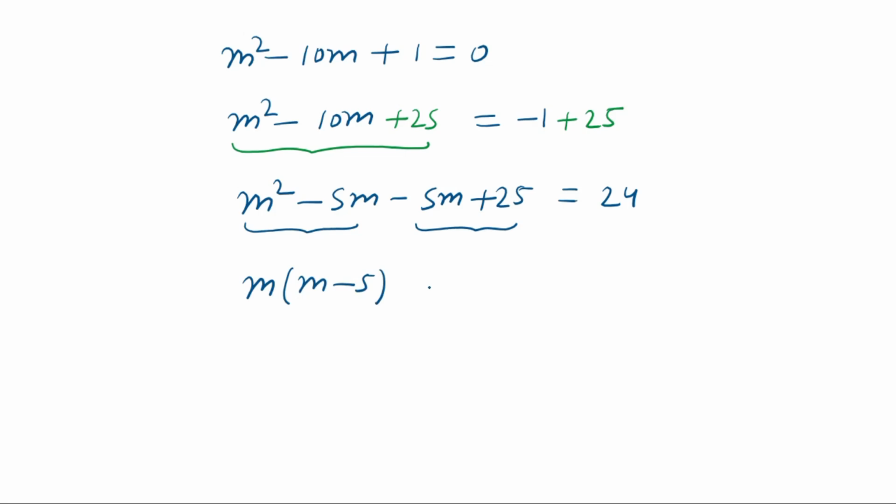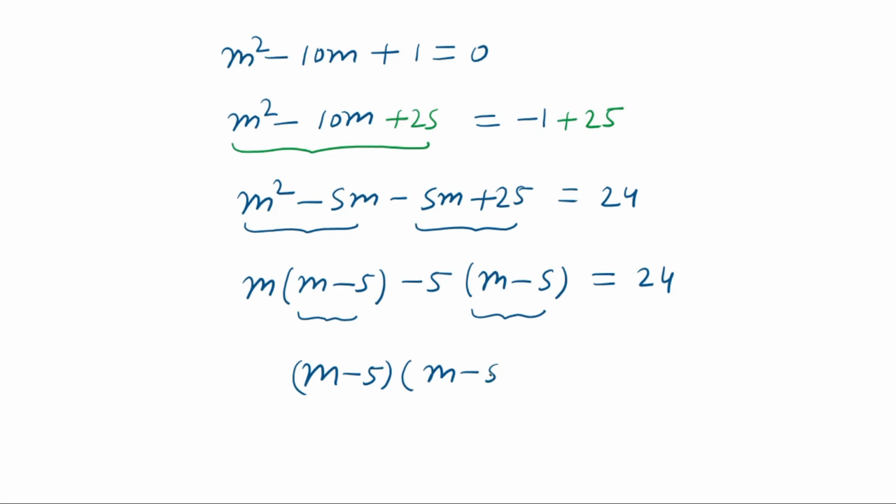And look carefully at these two terms. Here, if we take common minus 5m divided by minus 5, then you will get m. 25 divided by minus 5, then you will get minus 5, and this is equal to 24. On the left-hand side, m minus 5 here and m minus 5 here. If we take common m minus 5, then you will get m minus 5, and this is equal to 24. On the left-hand side, m minus 5 times m minus 5 is m minus 5 whole squared, and this is equal to 24.